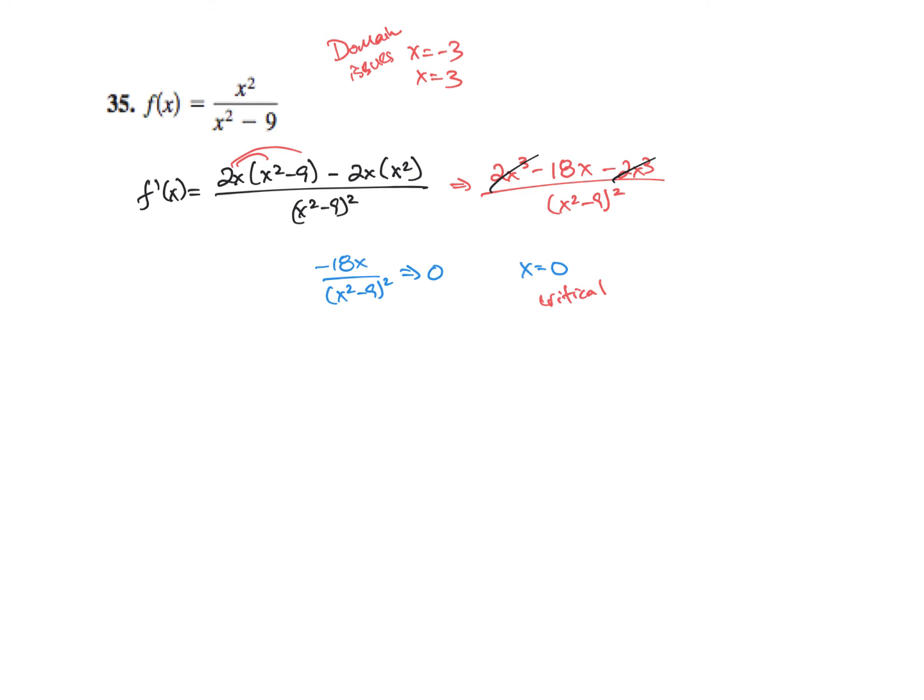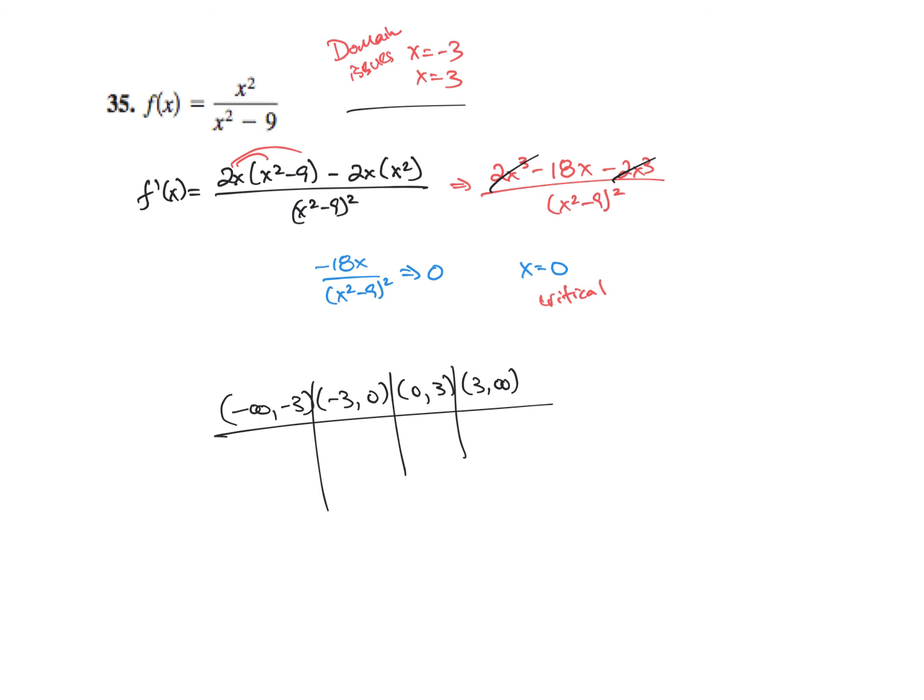All right, so let's set up my intervals. Even though I have my domain issues, I truly need to use that as part of my interval. So now I have -∞ to -3, and then -3 to 0, and then 0 to 3, and then 3 to infinity. Before we do it, if you look at the derivative, is my denominator ever going to be changing sign? No, my denominator is always going to be positive. So really all I have to do is worry about my numerator.